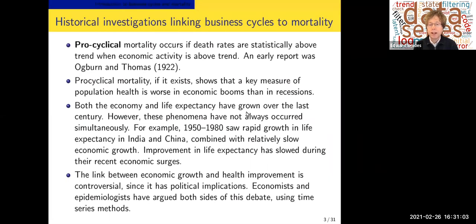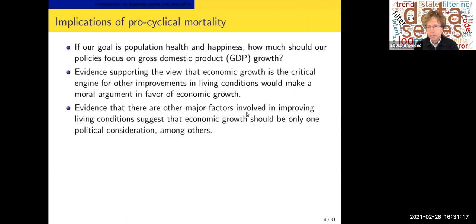It's controversial because it has political implications, and that means that economists and epidemiologists have argued both sides of the debate, and it's really a debate about time series, so it involves time series methods. Here are some of the potential implications of procyclical mortality that fuel the controversy. So if our goal is population health and happiness, how much should our policies focus on gross domestic product growth? Well, that really depends on the link between GDP and broader population welfare.